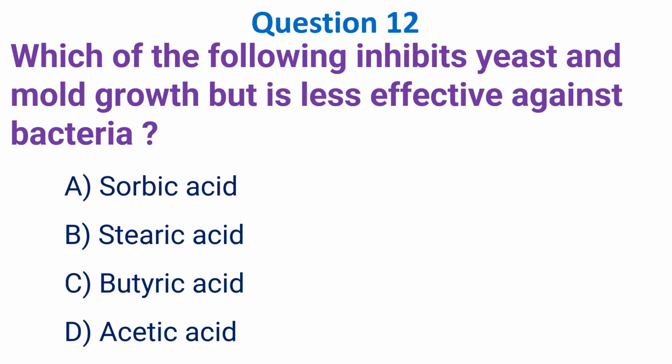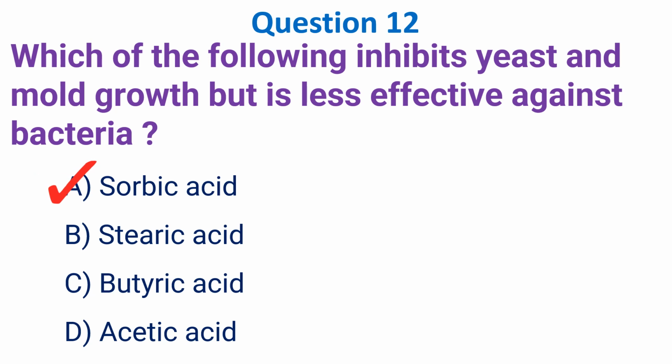Question number 12. Which of the following inhibits yeast and mold growth but is less effective against bacteria? Options are option A sorbic acid, option B stearic acid, option C butyric acid, option D acetic acid. Correct answer is option A sorbic acid.